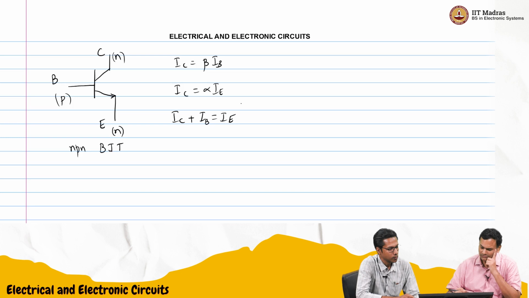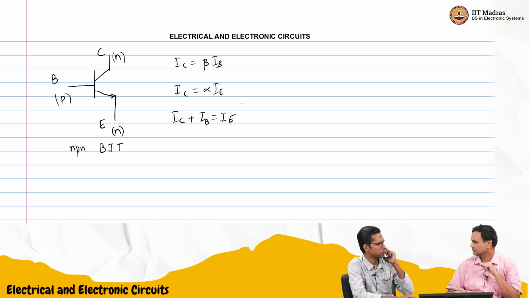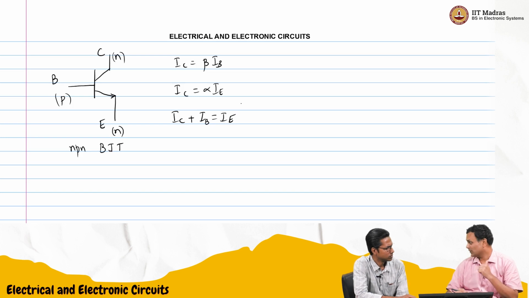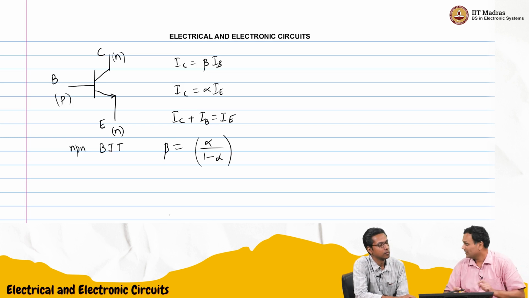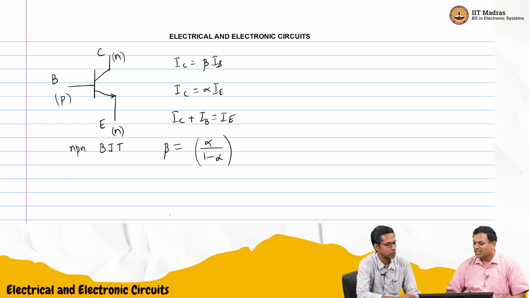What will be the typical value of beta? We said alpha is very close to 1, and we also said beta is alpha by 1 minus alpha. If alpha is very close to 1, then beta should be very large. If alpha is 0.99, then beta will be almost 0.99 by 0.01, so almost 100.